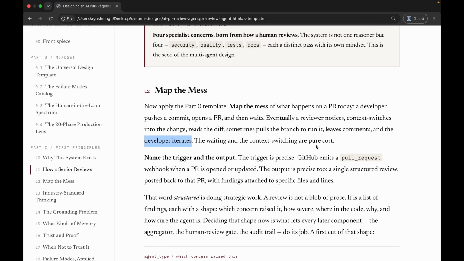So what is happening, if you look very specifically, is that the waiting is a pure cost, and so is context switching, which means switching the context into the change. We'll talk about context switching, what exactly it means, with the help of an example.